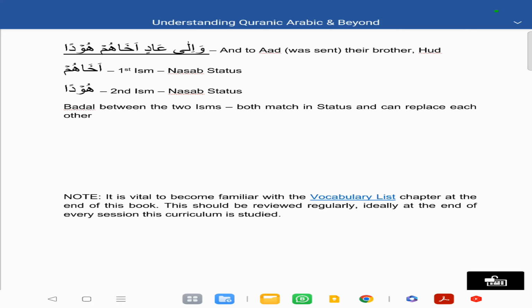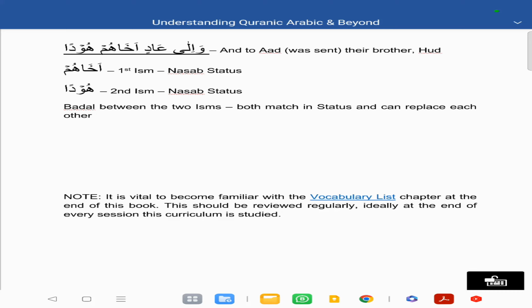And the second ism is Hudan, and that's also in nasab status. So the two isms in badal always match in status. The badal between the two isms both match in status and can replace each other. So if you removed one, it still makes sense. So we can say "to Ad their brother was sent," or you can say "to Ad was sent Hud alayhi salam."